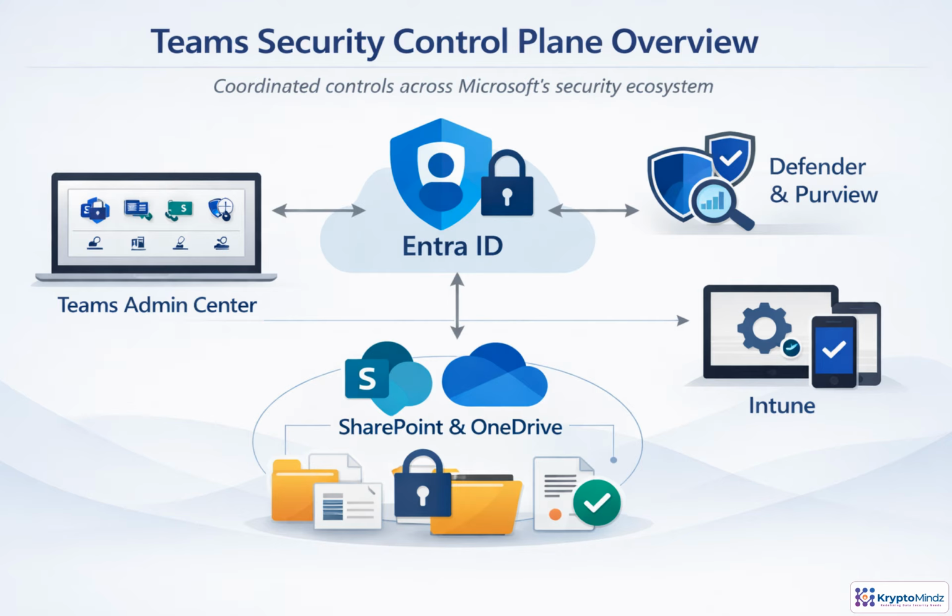Team security is a control plane, not a single switch. The Teams Admin Center defines collaboration behavior for meetings, messaging, apps, calling, guests, and external access. Entra ID decides who can get in, under what conditions, and how guest identities are governed. SharePoint and OneDrive protect the files behind teams and channels through sharing controls, labels, DLP, retention, and access rules. Intune adds device posture, while Defender and Purview provide detection, audit, investigation, and compliance signals. The takeaway is coordination. One weak control can undermine the rest.